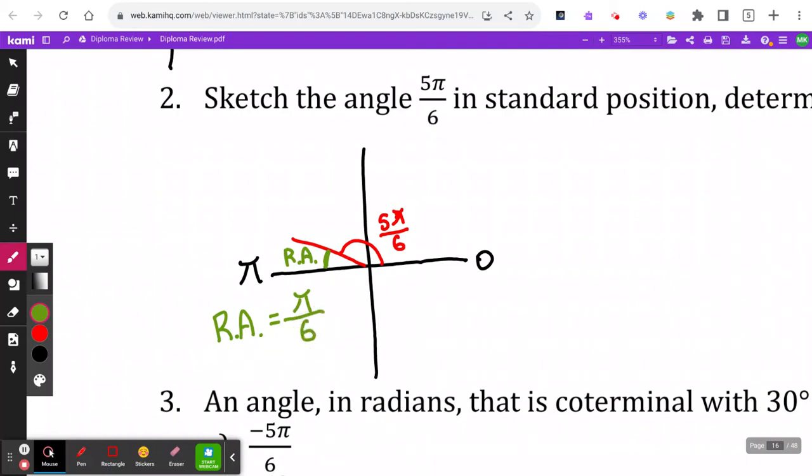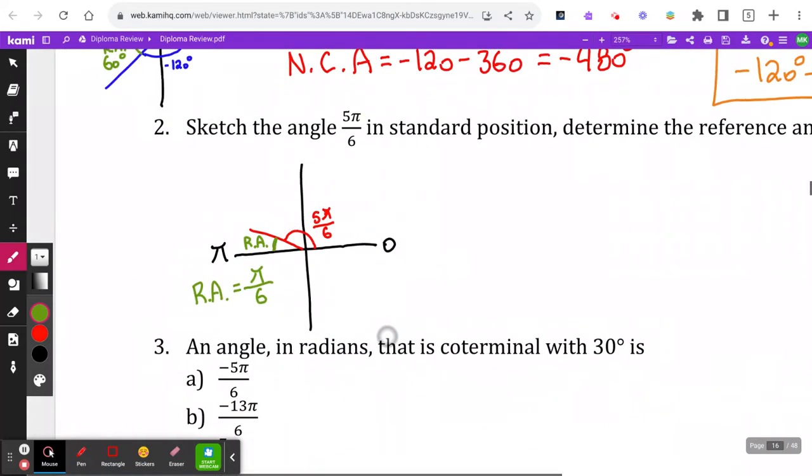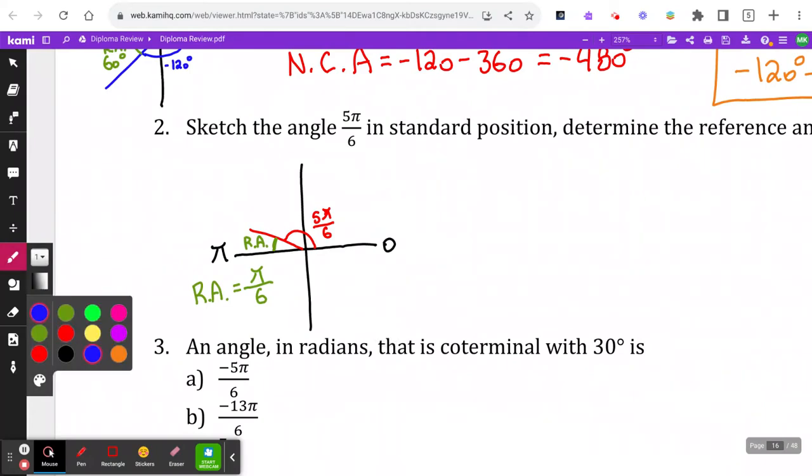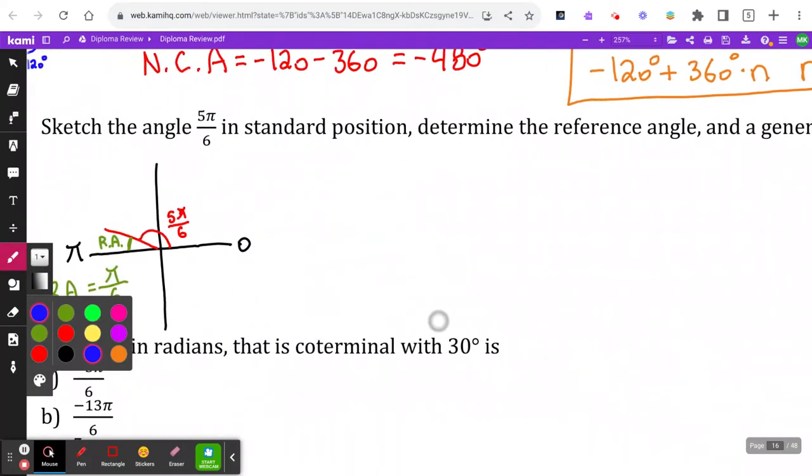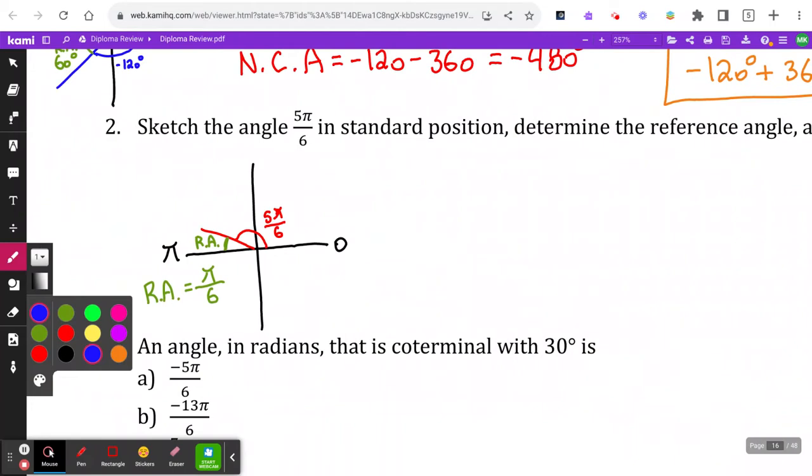The reason it's 1 pi over 6 is because I need to get to pi, which is a full pi. I'm only missing 1 pi out of the 6 to make it 6 pi over 6. So that would get me here. That's pi over 6. Sweet. Reference angle, done. Oh, they don't do positive or negatives. That's okay. We'll just go right to the general solution.